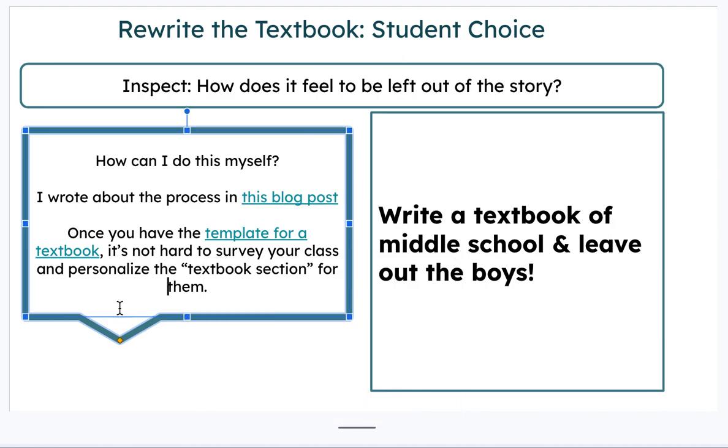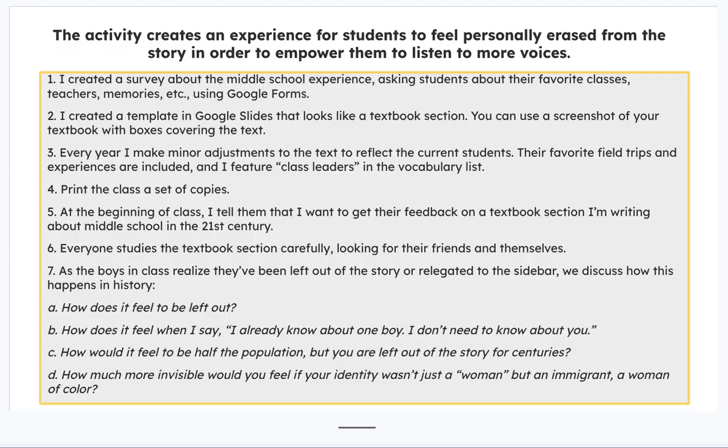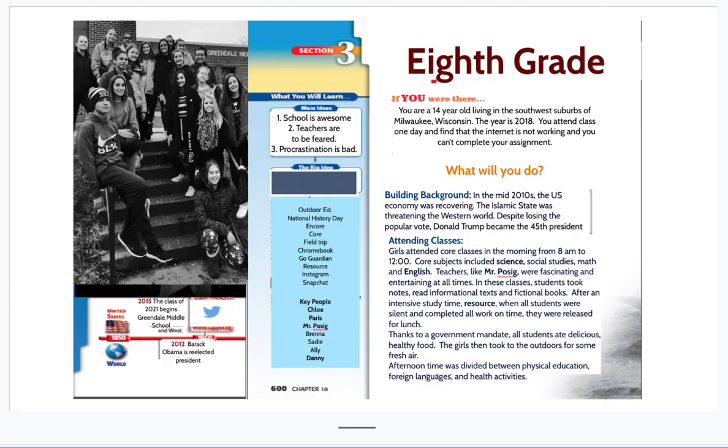So the idea that I came up with, and I've tried it for many years now with great success, is I've created a whole textbook section about my students. I say that we're writing a textbook about education at the turn of the century, and this textbook section is about 8th grade, and can you check it for me and see if it's accurate?